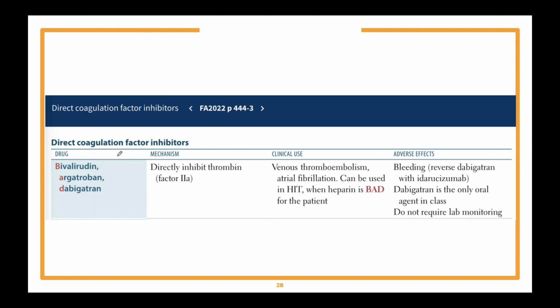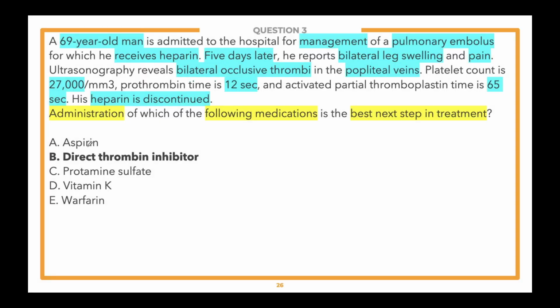So if we take a look at the other answer choices, warfarin. Warfarin is good for preventing thrombus formation, but remember it takes a few days to take effect, and it's actually more procoagulant initially. Okay. Answer choice D, vitamin K. This is used to reverse the effects of warfarin, so not really relevant in this situation.